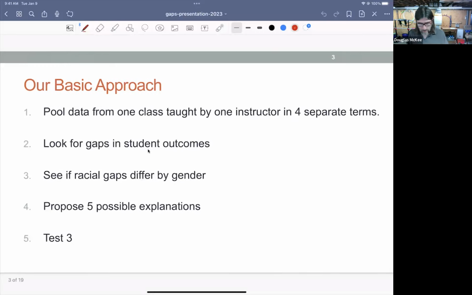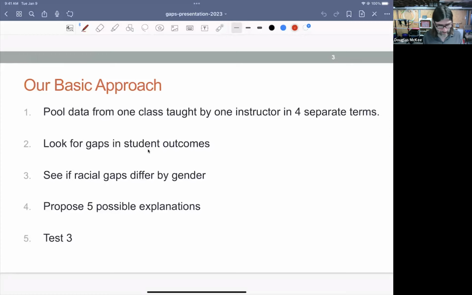The approach we use is pretty simple. We're going to take one class taught by one instructor, so we're really going to reduce variation from other sources by focusing on that. It's a class that was taught in 4 separate terms, so we can pool the data from all 4 classes. And we're going to look for gaps in student outcomes. I'm going to show you lots of regression results, and the regressions are pretty straightforward. Then we're going to see if those racial gaps differ by gender. We're going to propose 5 possible explanations, and then test 3 of them with other regression models. So that's what we're going to do.